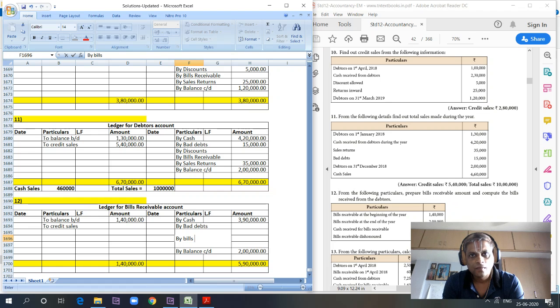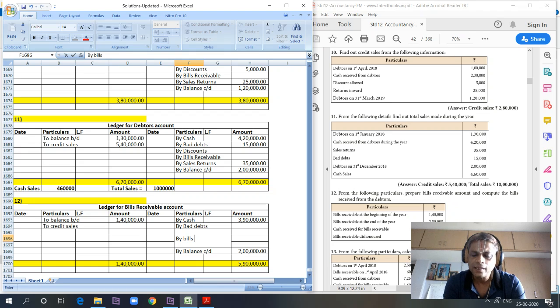And when the bills are dishonored at the time of maturity, we have to move it back to debtors account. So the entry will be debtors account debit to bills receivable account. Because we are moving that back to the debtors, then the customer has to pay. That is the reason we are transferring it back to the debtors account. We discussed about it in the earlier chapter. So just in case you want to refresh it, just go ahead and refresh it.